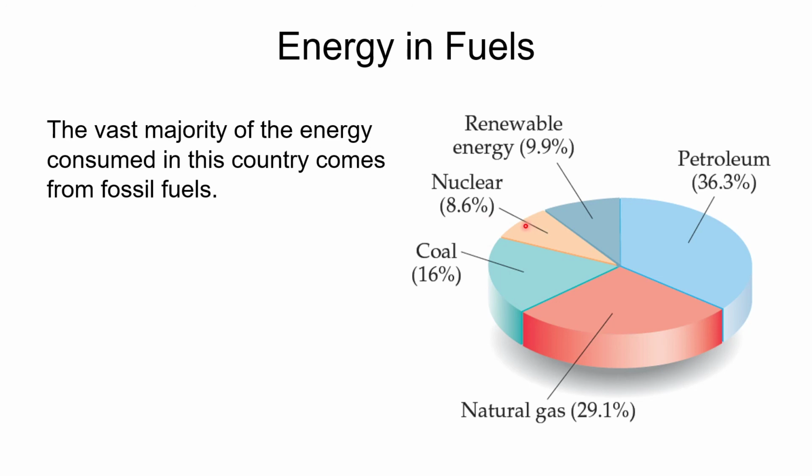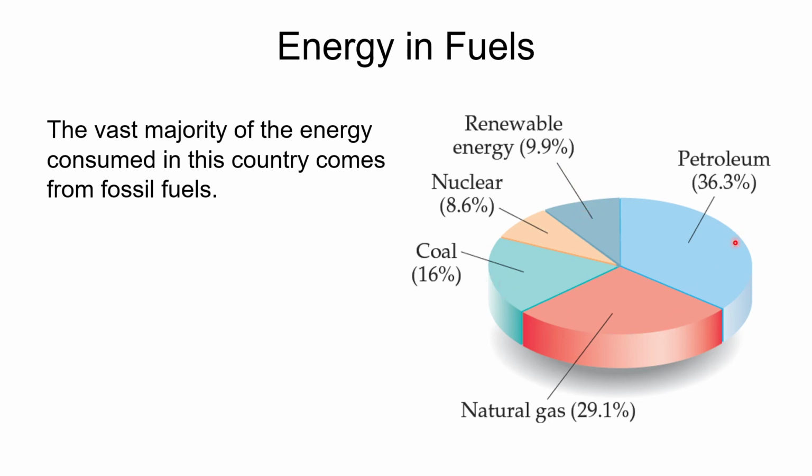Now, other sources that are not fossil fuels are going to include nuclear. About 8.6% of our total energy usage in the United States comes from nuclear, and about 9.9% comes from renewable energy. Now, over the past several editions of the textbook, this percentage has gone up, but you'll see that it's still at about 10%.